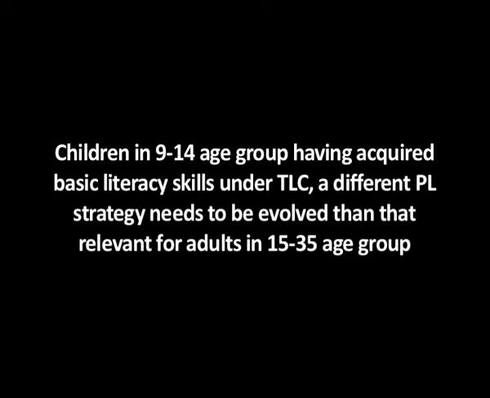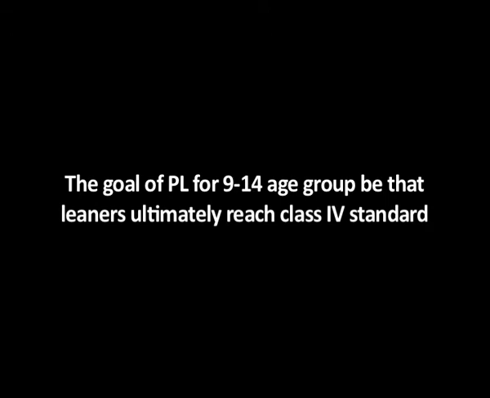For those children in the 9-14 age group who have acquired basic literacy skills under the total literacy campaign, a different post-literacy strategy needs to be evolved than that relevant for adults in the 15-35 age group. If more durable and longer duration exposure to learning is not planned for the 9-14 age group, fragile literacy can disappear quickly or maybe completely. Therefore, the goal of post-literacy for this age group should be that the learners should ultimately reach class 4 standard.